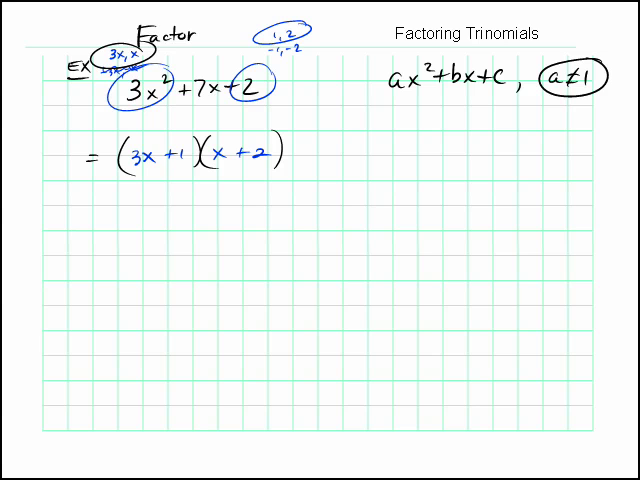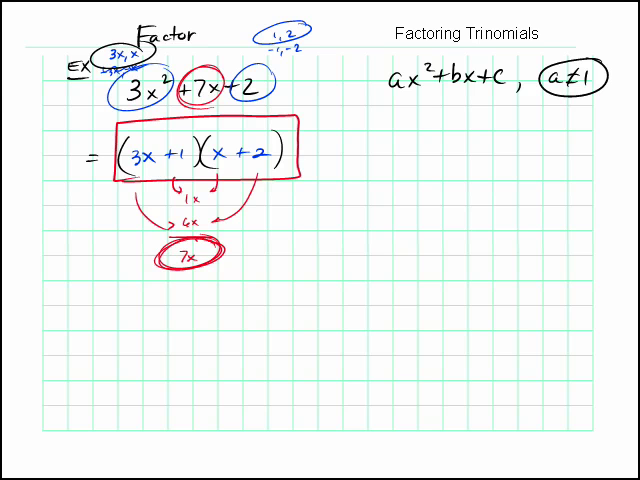So now I'm going to check, and here's how you check. It's part of the FOIL method. I'm going to multiply the inner terms together. That's 1x. And I'm going to multiply the outer terms together. That's 6x. Add those together and you get 7x. If that is the middle term, you've factored it correctly. Notice that I do have it right here. 7x is the correct middle term right up there. And so that tells me that I have factored the polynomial correctly. It's 3x plus 1, x plus 2.